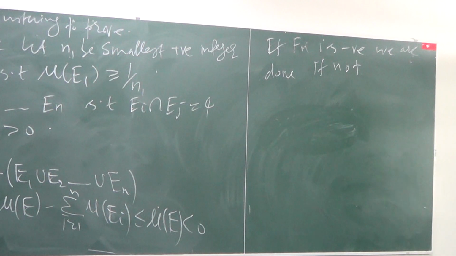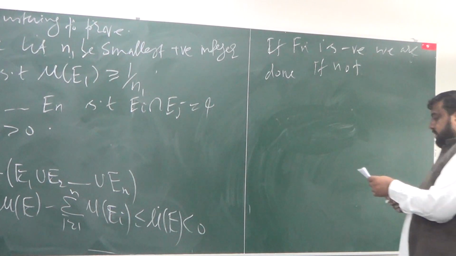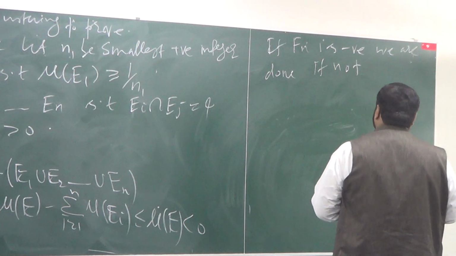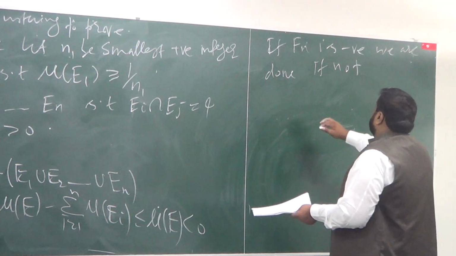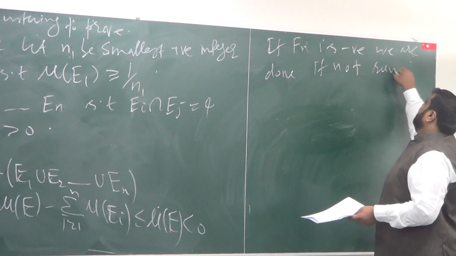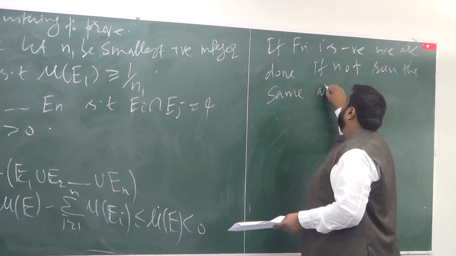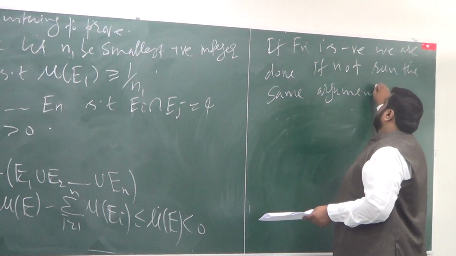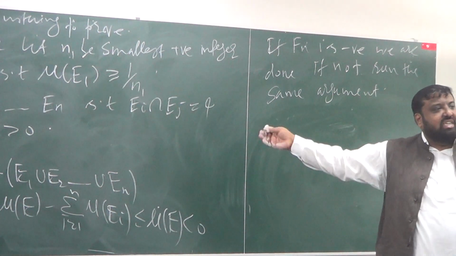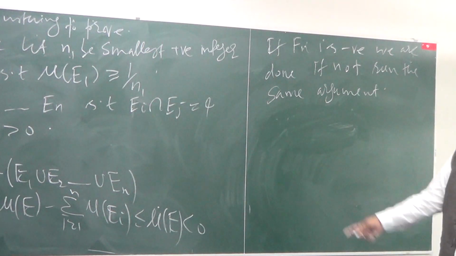If not, what can we do? Run the same argument again. Otherwise you can get many such Fn's with a negative measure.